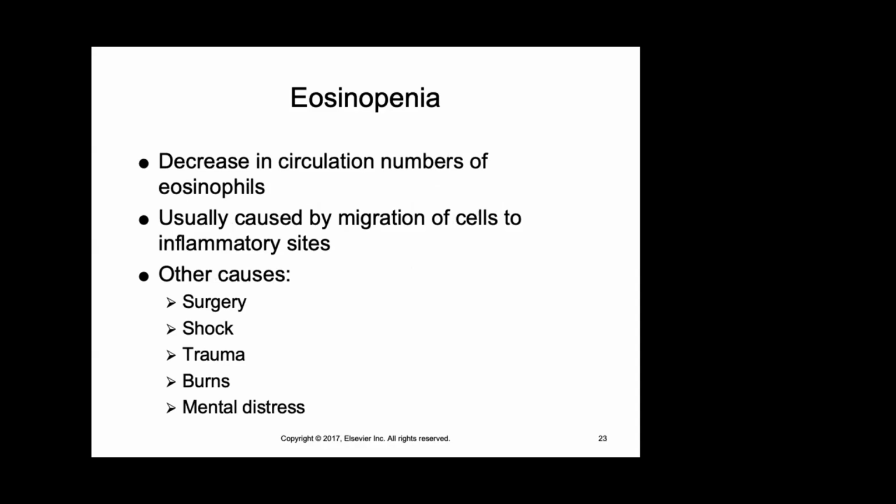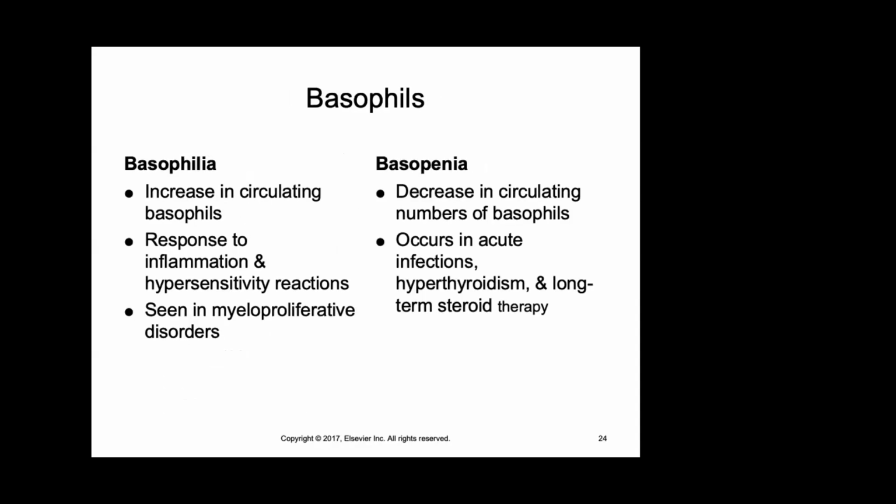Eosinopenia is a decrease in the circulating numbers of eosinophils, and it can be caused by migration of cells to inflammatory sites. Other causes include surgery, shock, trauma, burns, and mental distress. Note that all of these induce stress. One of the things that happens with stress is the production of cortisol, and that is something that suppresses inflammation. And if we suppress inflammation, we can drop eosinophil counts.